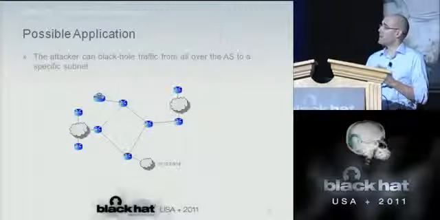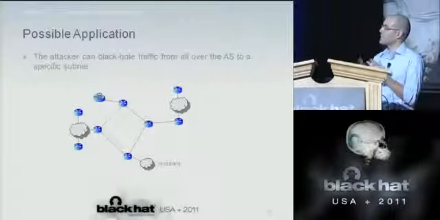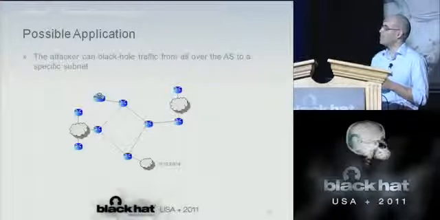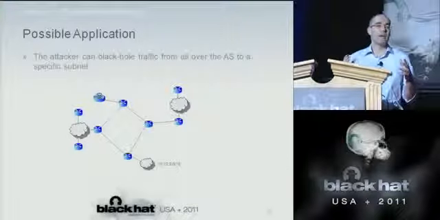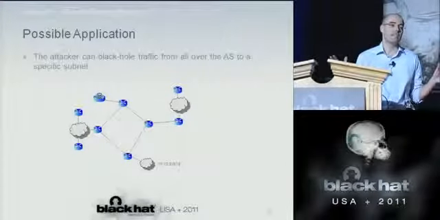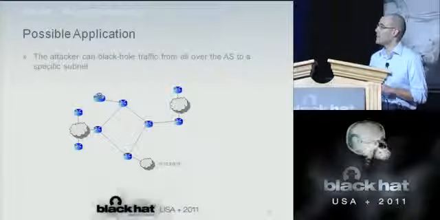Okay, now let's see some possible applications of this attack and what can be done by the attacker using this tool. Let's say this is our autonomous system. We have the attacker up there, and we have a subnet down here. Let's say the attacker's goal is to black hole the entire traffic in the autonomous system destined to this subnet. So let's see what the attacker can do.